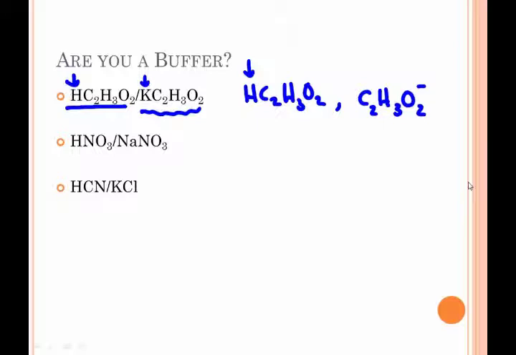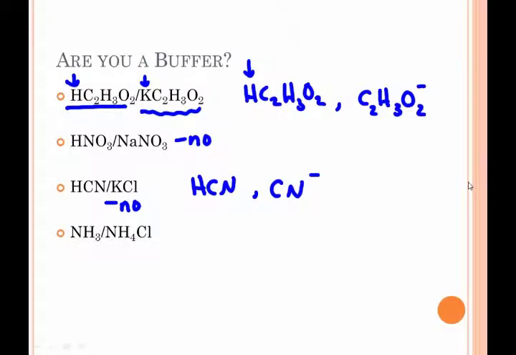HCN and KCl. HCN, we check our list of strong acids. It's not there, so it is a weak acid. So we're looking to see if we have HCN's conjugate base. So the loss of a proton, that hydrogen ion, should give us the conjugate, and that would be CN minus. Well, we don't have CN minus, we have KCl. So this is not a buffer. So this one was a no, and this one is a no.